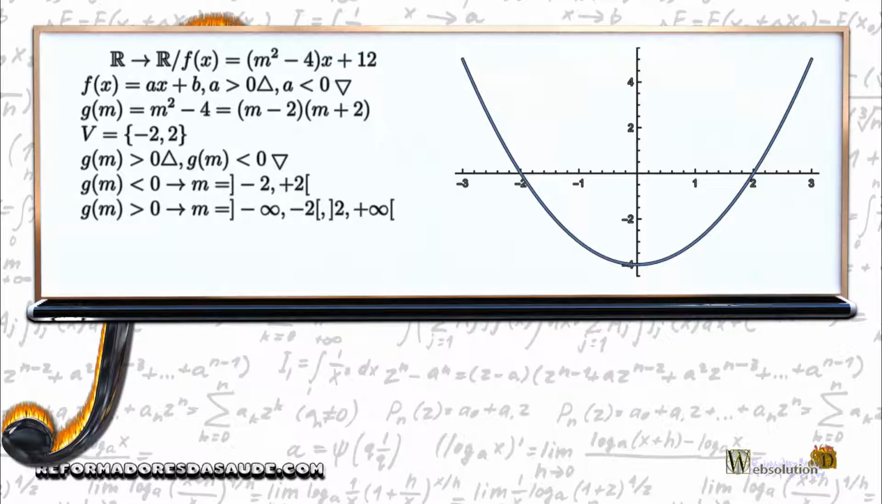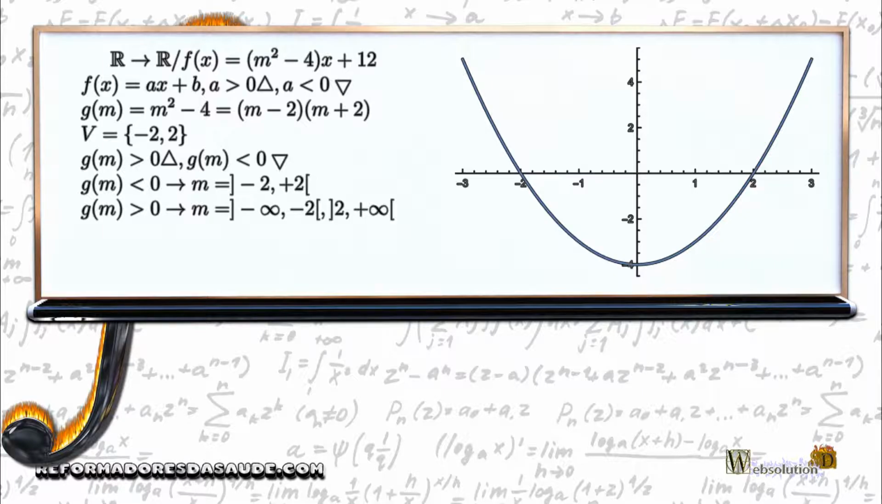Let m be replaced by minus 2. m squared minus 4 equals 0. Minus 2 squared minus 4 equals 0. Minus 2 times minus 2 minus 4 equals 0. Plus 4 minus 4 equals 0.